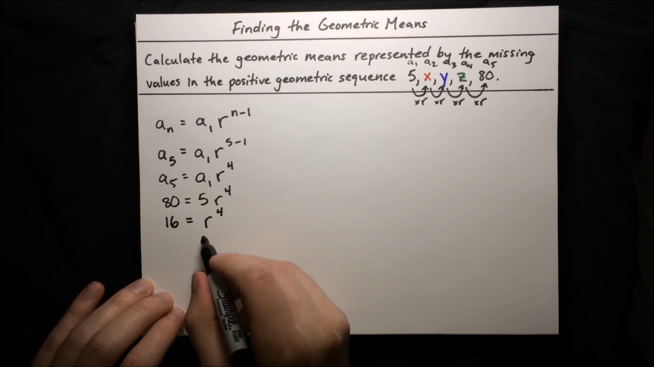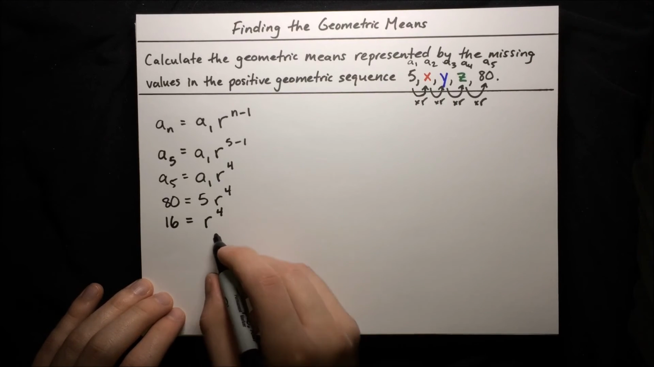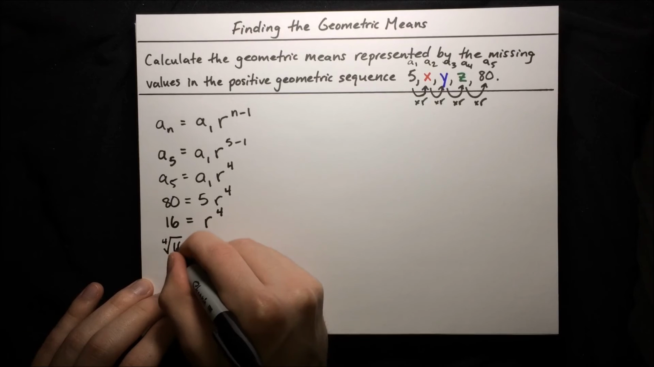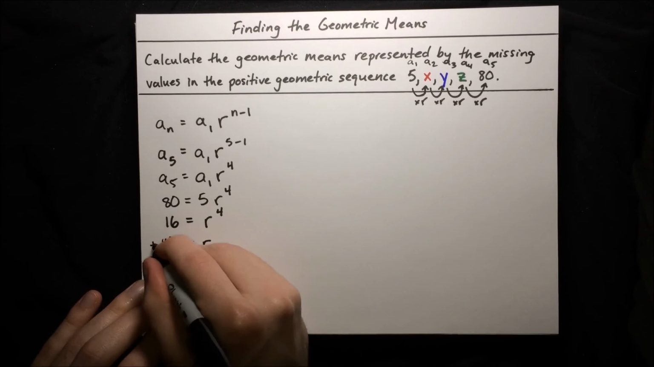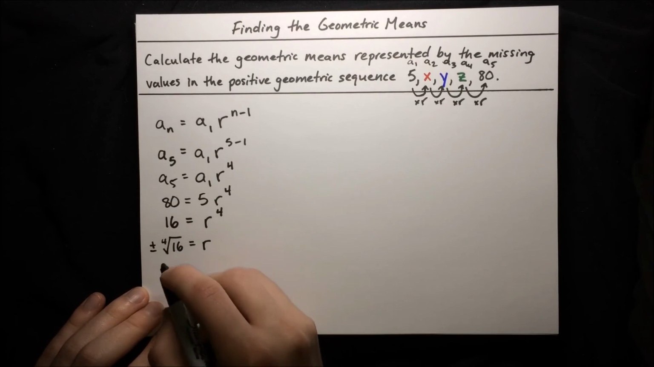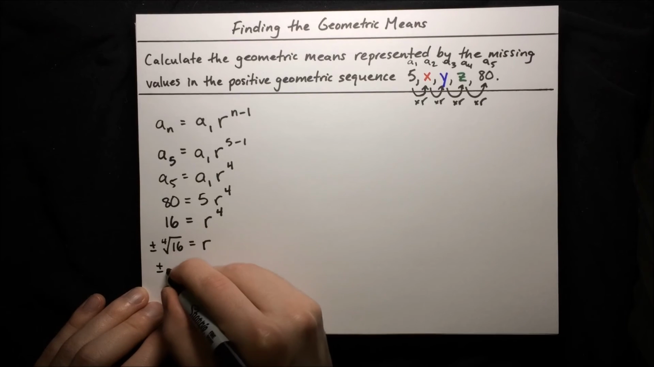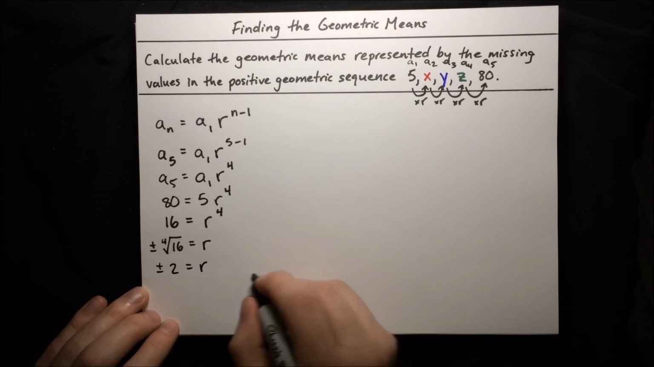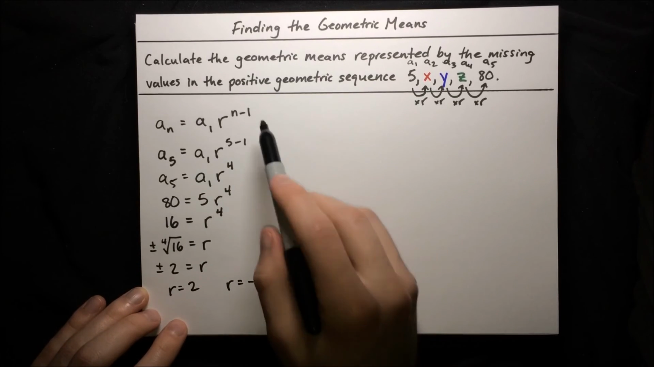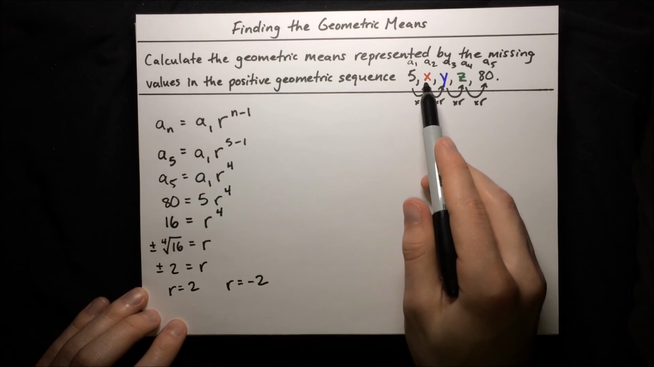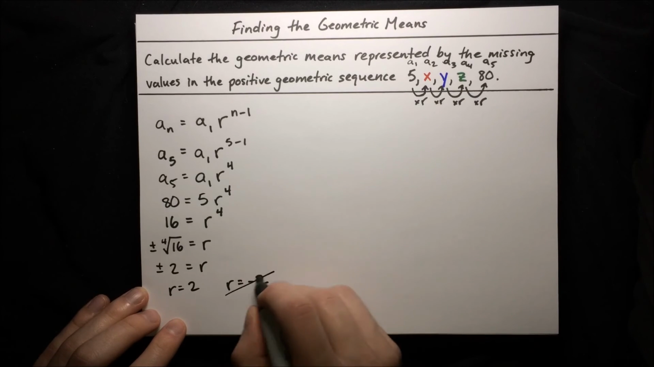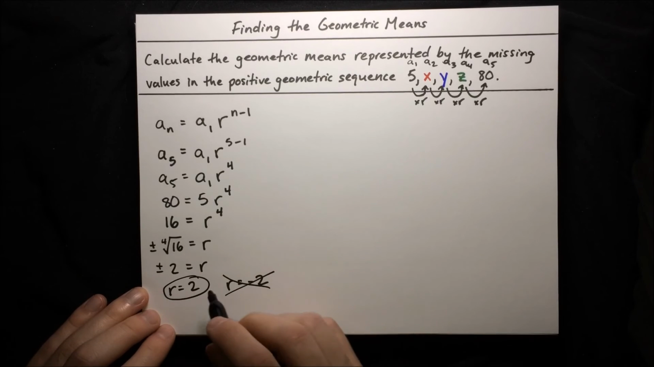Okay, so we can take the 4th root of each side, and then we get the 4th root of 16 is equal to r, plus or minus the 4th root. Okay, so 4th root of 16 is just 2, because 2 to the 4th is 16. So we got plus or minus 2 equals r. So does r equal 2, or does r equal negative 2? Well, again, this is a positive geometric sequence, so all the terms have to be positive. We don't want any flipping from positive to negative, so that means we can't have the negative common ratio. And our common ratio is just r equals 2.